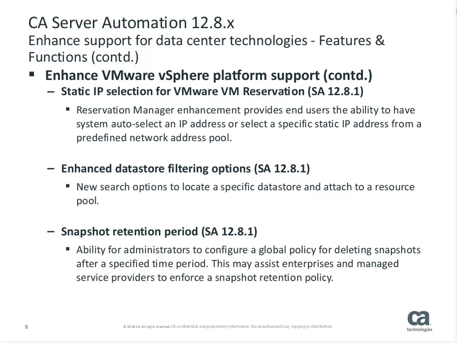So the next thing, continuing the same theme of VMware vSphere platform enhancements, is static IP support. In Server Automation 12.7, the release before what we were just talking about, we had static IPs, defined in network address pools. While the static IP could be defined, when the end user came and selected the network pool, it was randomly selecting from the pool. The enhancement here is to let the end user select one IP from the pool. Sometimes these IPs have specific names.